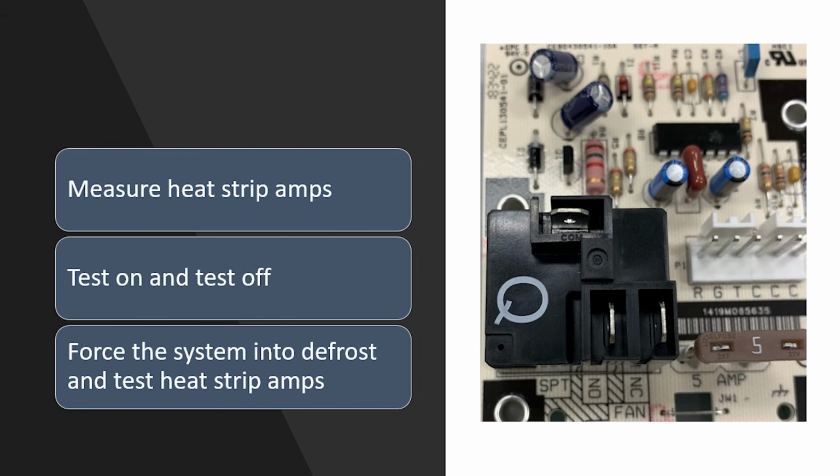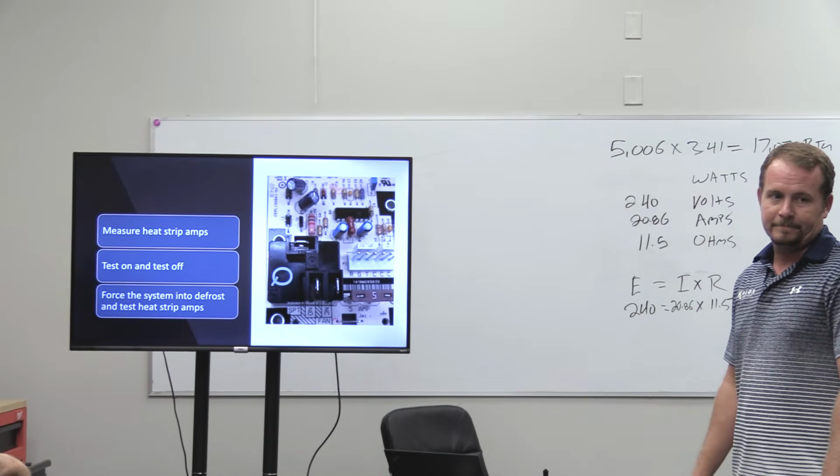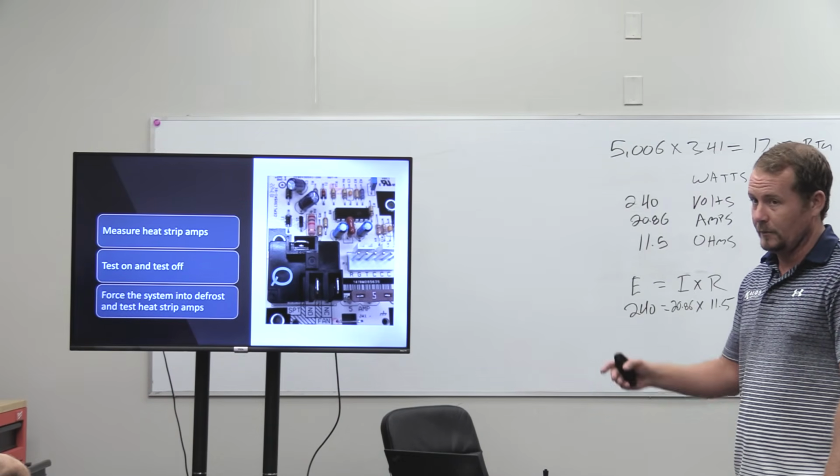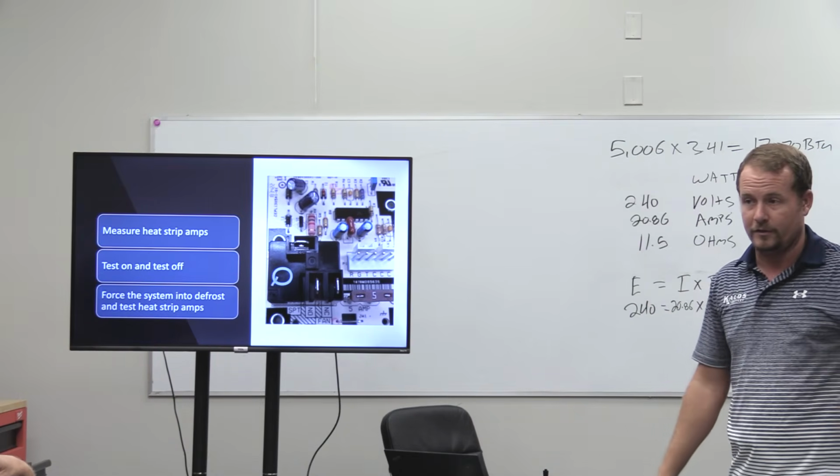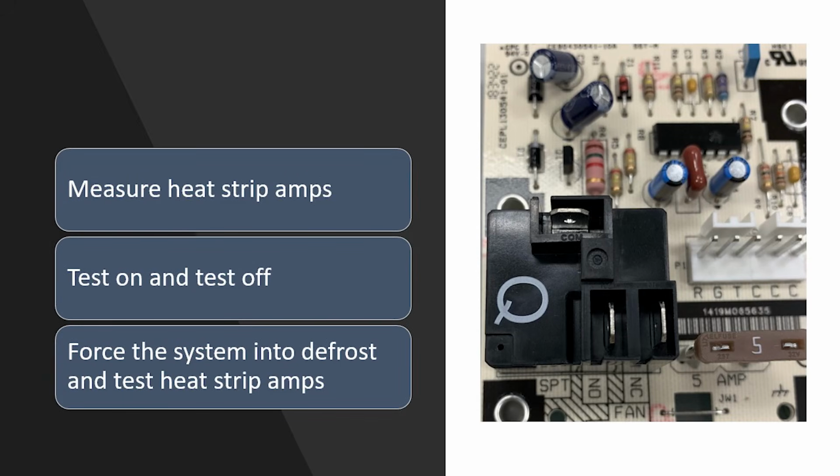So it's not just a matter of saying, yep, I've got 20 amps, it's good, leave. Yep, I've got 20 amps, it's good, now shut it off. And I don't mean shut it off with a breaker, I mean shut off whatever jumper you put in or whatever installer setting you put into the thermostat, and make sure that that 20 amps goes away. So test it on, test it off, force the system into defrost, and test the heat strip amps. That's a more complicated test.